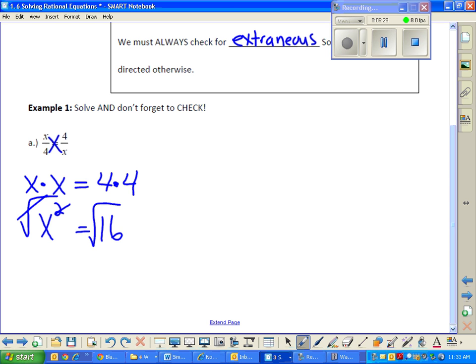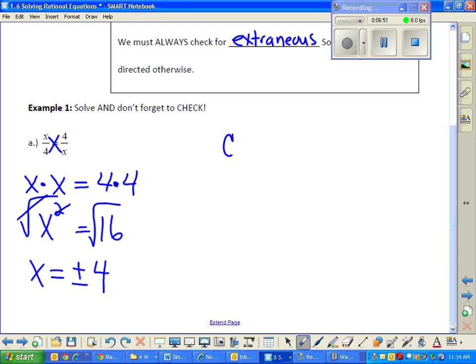Remember that whenever we square root both sides in this fashion, there's actually 2 values for x that would satisfy the equation, right? There's actually 2 numbers you could square and get 16. What are they? 4 and negative 4. Nice. So we usually just say that as plus or minus 4. Get 2 answers. And now we check it, right?